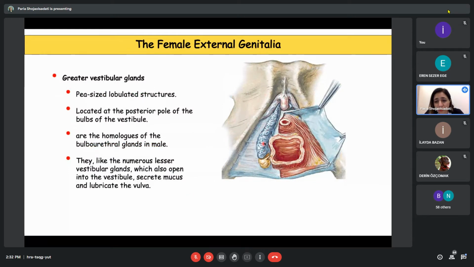If you remember, we named this structure the bulb of the vestibule. On the inferior side of this structure, I can see another gland named the greater vestibular gland. It's homologous to the bulbourethral gland in the male.